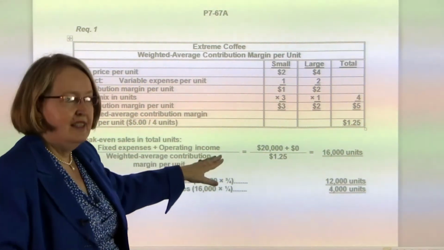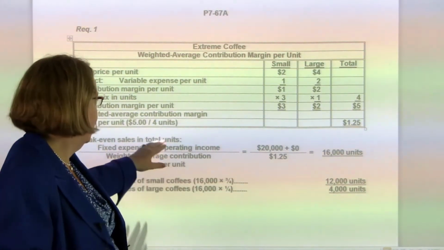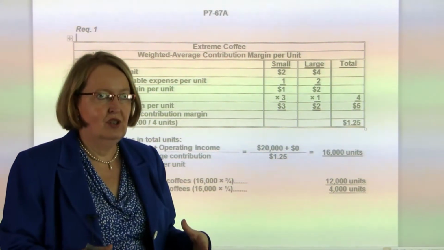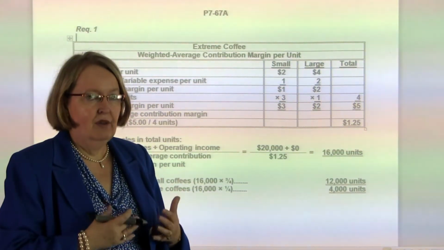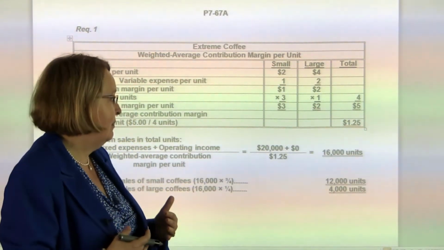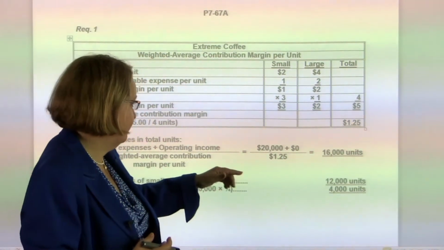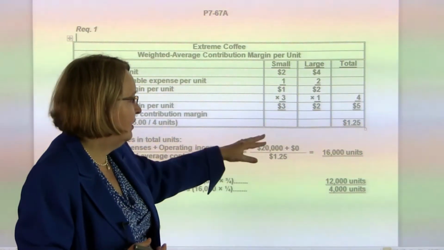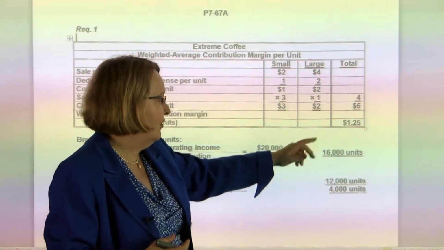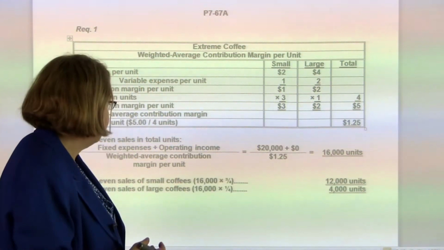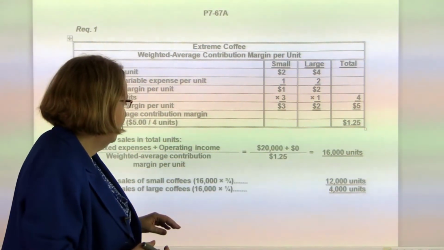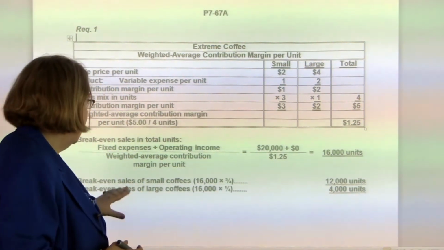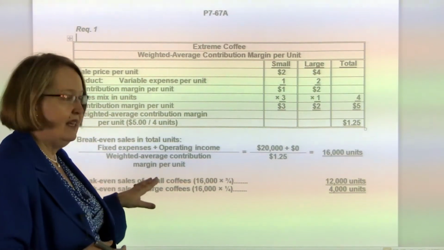And in this case, what we're doing here is we're looking at the weighted average. So what's your contribution margin generated from both products on a combined basis? So it's your $5 divided by the 4 units, the 4 cups of coffee, would give you a contribution of $1.25. So now that you have your weighted average, what you're trying to do now is figure out the number of units to break even.